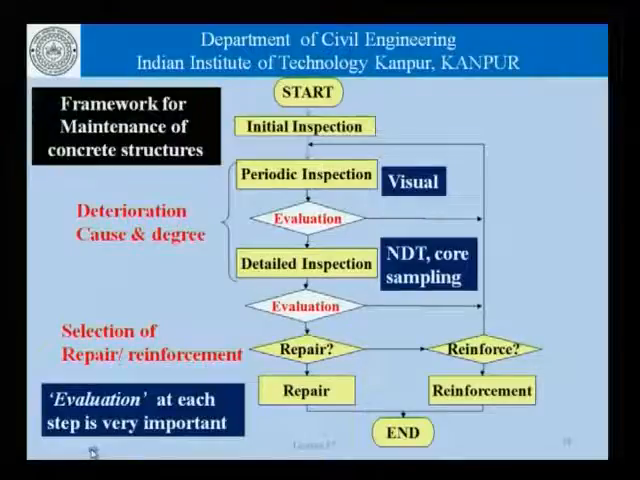Now, if we continue with this discussion, here is the framework for maintenance of concrete structures. At the start, the structure has been built and put into service. So, we have an initial inspection to determine whether the structure has been built as per drawings and specifications, whether there are any blemishes in the structure to begin with, and so on. After a certain point in time, we have periodic inspection, which could be visual, or could use certain simple tools, and so on.